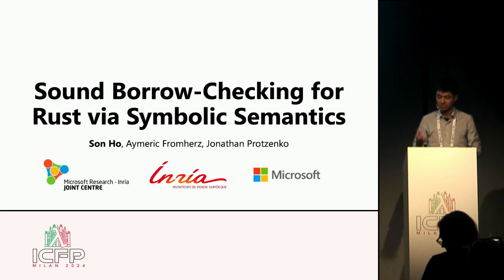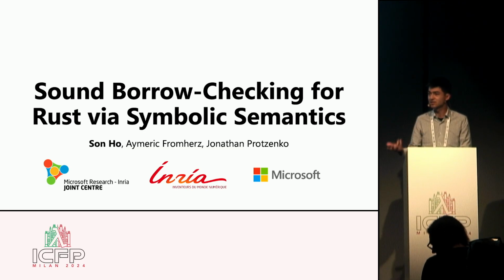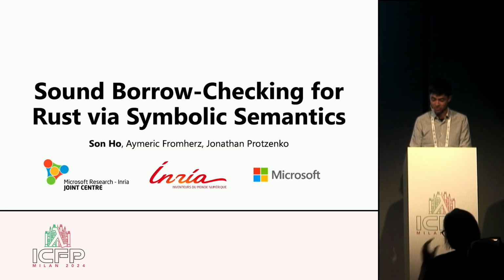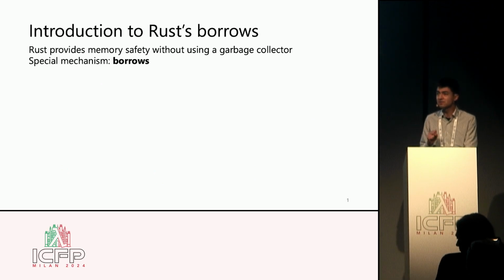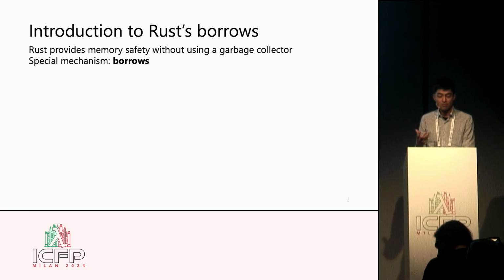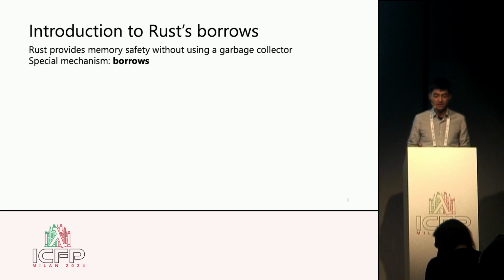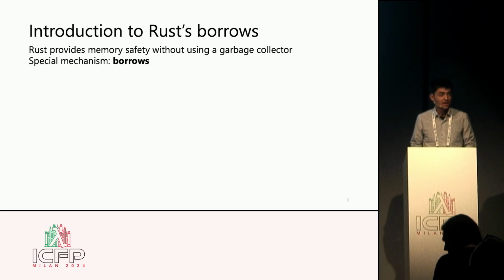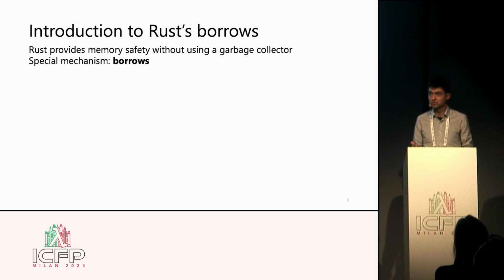Okay. Hello, everyone. I'm going to talk about the semantics of Rust, and in particular, the Rust borrow checker. So let me give you some context about Rust first. Rust is a low-level programming language which provides memory safety without using a garbage collector. And it does so in particular by using a special mechanism called borrows.